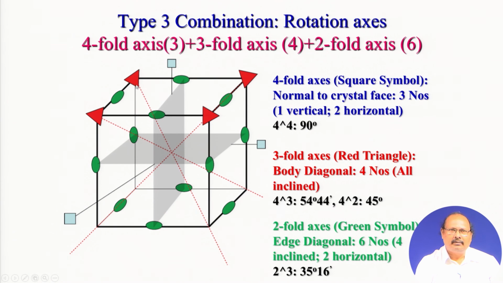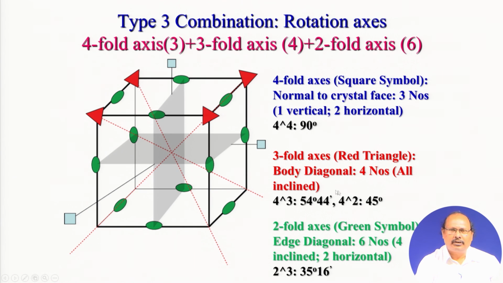So, what you have here is that the 3-fold rotation axes are 4 in number, and they are all inclined, and there are 6 2-fold rotation axes, 2 of them horizontal and 4 inclined. Which I have written here. So, 4 angle 4: the 4-fold axes are all orthogonal. The 3-fold rotation axis is shown by this red color. The angle between the 4-fold axis and the 3-fold axis is 54 degree 44 minute, whereas the angle between the 4-fold axis and the 2-fold axis is 45 degree.